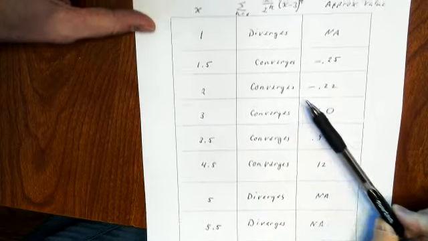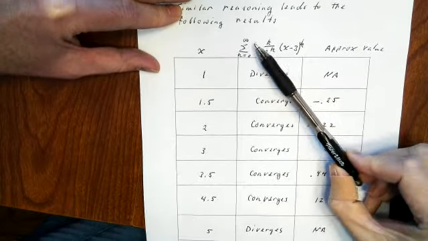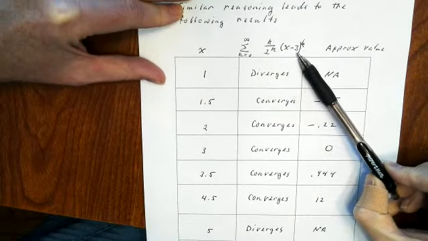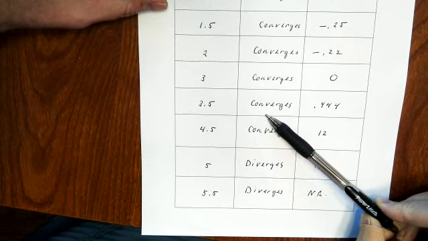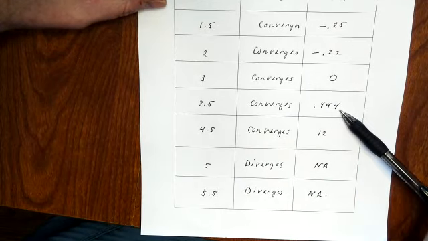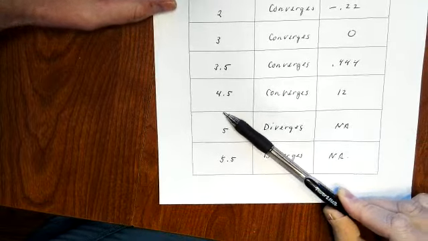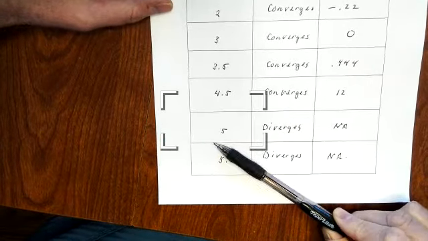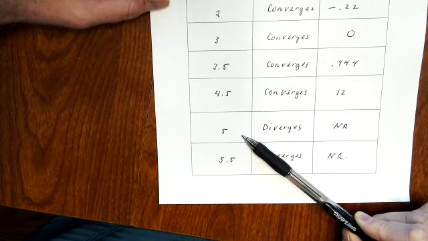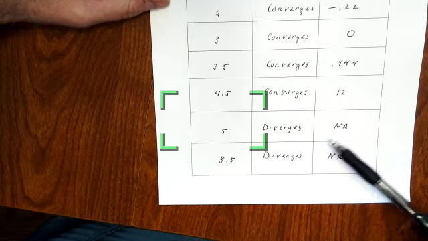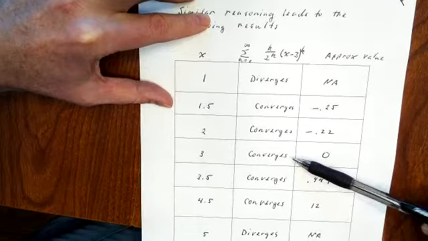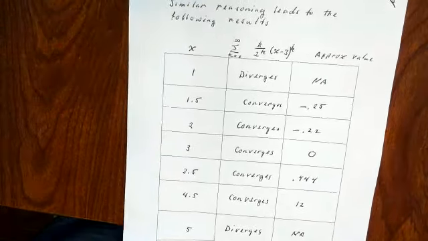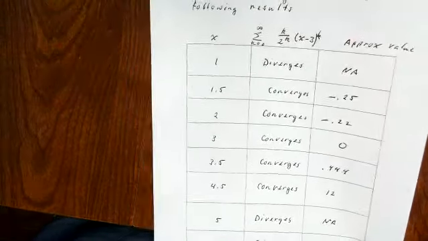When x is 3, we get a series that converges to 0, because if we plug 3 in here, we actually would get 0. If x is 3.5, we'll get a series that converges to about 0.444, and so on for 4.5. However, when we hit 5, we apply the ratio test, the series diverges. Similarly, when x is 5.5, the series diverges. And again, all of these calculations were done using the ratio test.